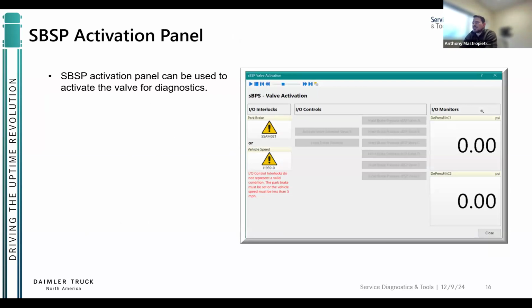This is a troubleshooting panel for our new CMAX system, specifically for our braking and air systems for the SB-SP ECU. This works similar to previous ABS valve activation panels.